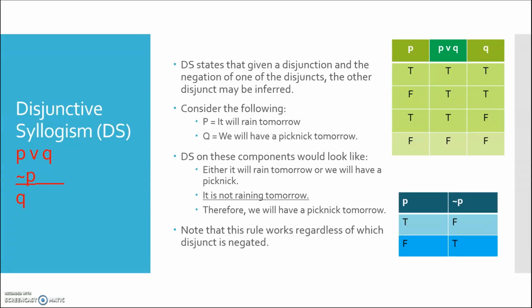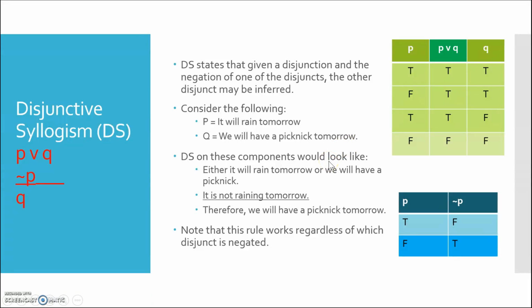This is rather intuitive. If we look at the truth table here, a disjunction is true when one of the disjuncts is true. They could also be true if both of them are true. But this is saying we're going to negate one of them. So if one of them is false, you'll see the other must be true for the statement to be true.